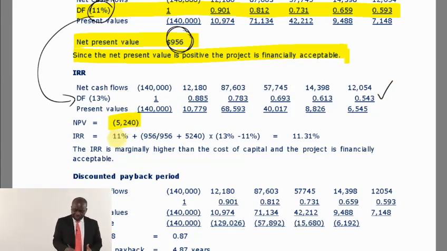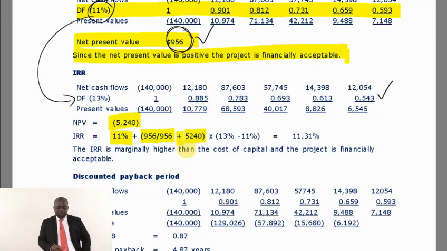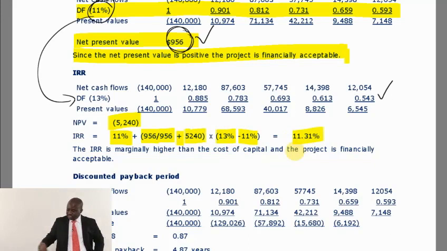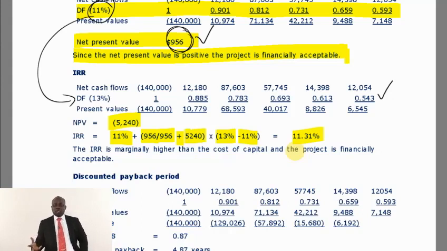What is the internal rate of return? The lower rate is the 11%. Lower rate NPV at 11% is the 956. Then we are filling the formula: lower rate NPV minus, which will make it plus, the 5240, and multiply by the higher rate minus the lower rate. And of course, this is giving you the 11.31 internal rate of return. As long as the internal rate of return is greater than the cost of capital, we have to accept the project. Where there is a single project, NPV is saying yes, internal rate of return will also say yes.